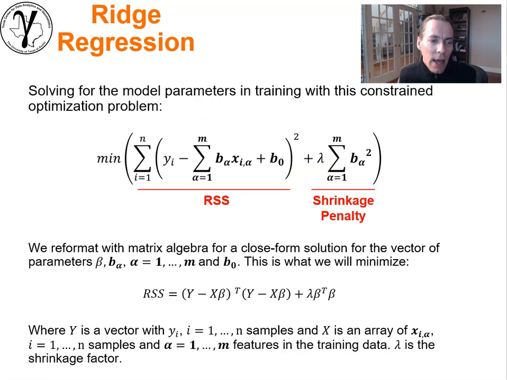Okay, so let's go ahead and think this through. How do we solve for these coefficients under this additional constraint with the shrinkage penalty? Now what's very cool, because we are working with an L2 norm, we still retain the ability to solve this problem with a closed form solution.